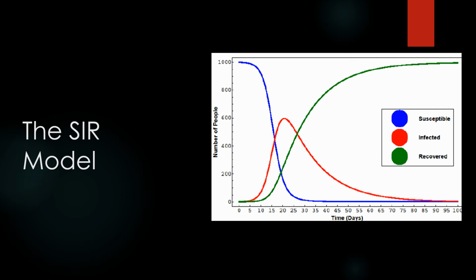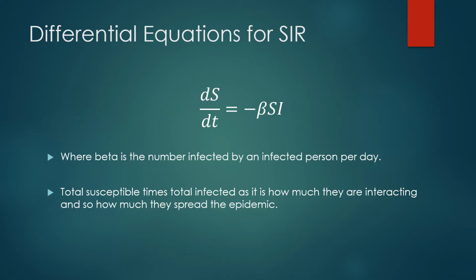Okay. So we can break down the SIR model into three differential equations. A differential equation is pretty much an equation that models something with respect to something else. For this, we're going to be looking at the rate of change of the susceptible with respect to time. So the first equation is dS/dt equals minus beta S I. Beta is the probability of becoming infected.